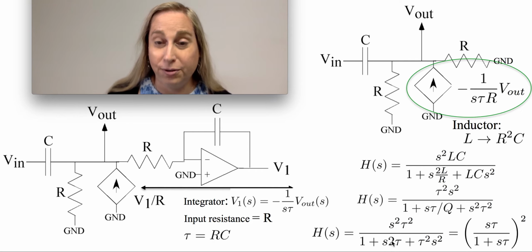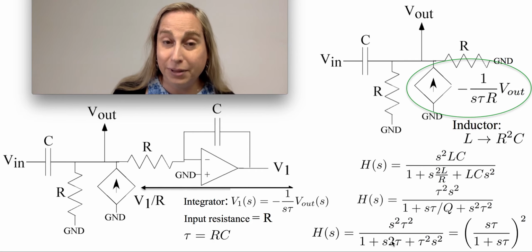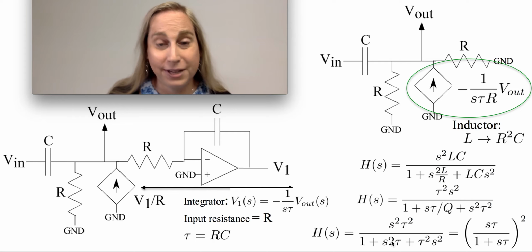Because for Q less than a half, I get two different real roots. And for Q greater than a half, I get two complex roots. So Q is at a half, which means I get two identical roots.